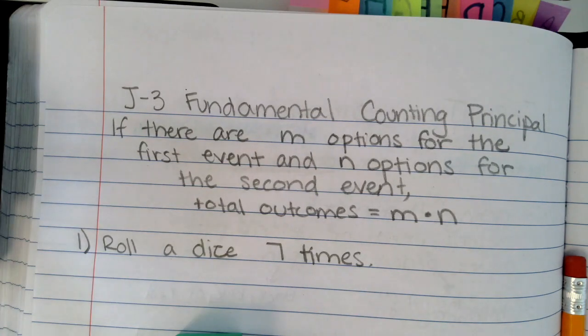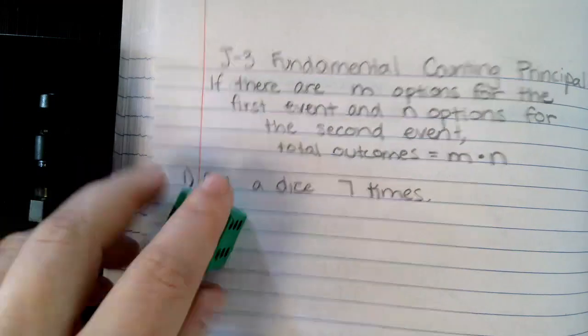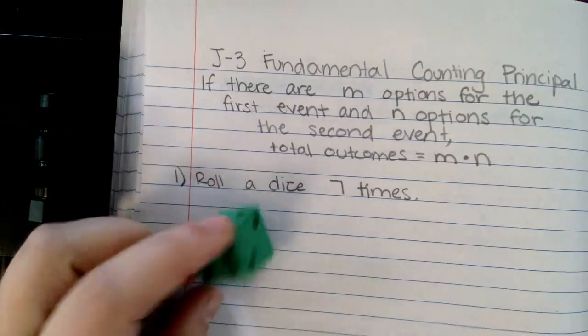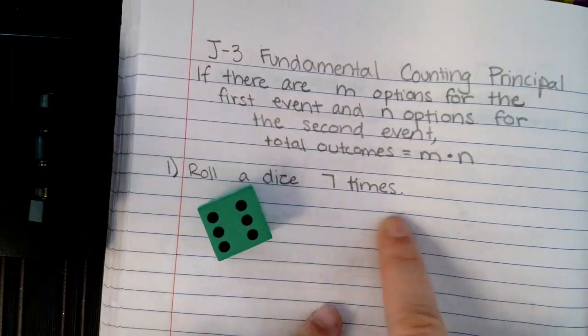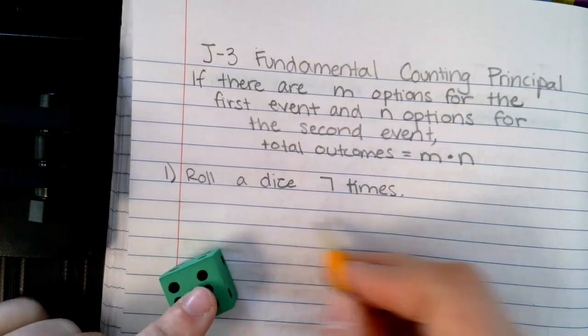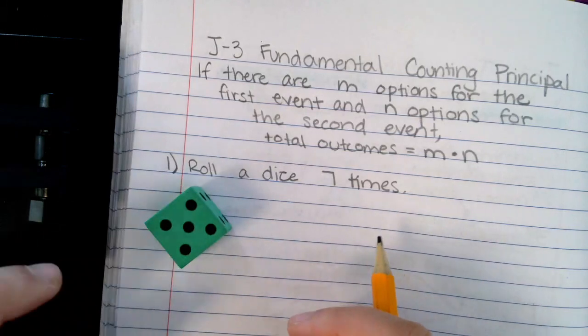How many sides are there on a dice? 6. Each time there's 6 options. Remember, you could get a 1, 2, 3, 4, 5, 6. Okay, and I'm going to do that 7 times. So on my work here, I'm going to do this however many times we're rolling the dice. So on the first time I roll the dice, how many options are there? How many different numbers could I get? 6. So 6. That's my first time I rolled the dice.